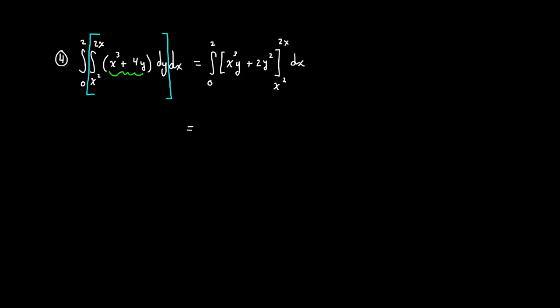Fundamental theorem of calculus, I need to plug the 2x in for all of the y's, and that'll give me 2x to the 4th plus 8x squared. And then when I plug the x squared in for the y's, that's going to give me x to the 5th plus 2x to the 4th. All right, let me put my bracket around that, and then it will be with respect to x. And then going forward here, it's exactly like regular integration.